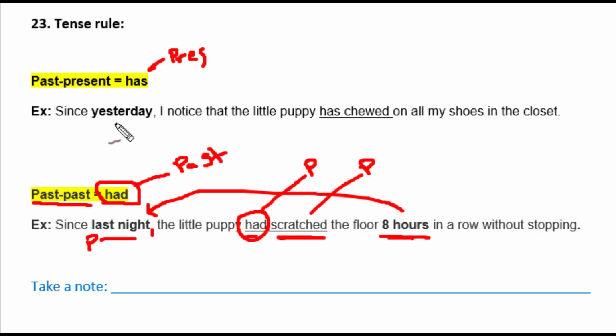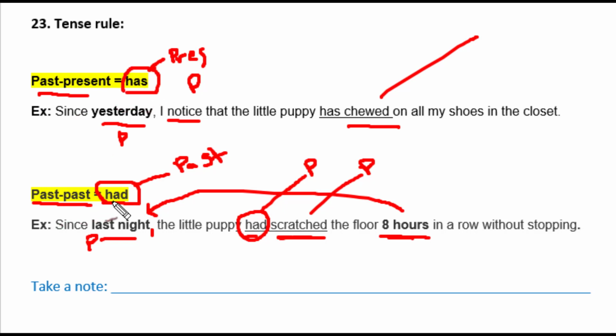Going back up here, you see yesterday is past and chewed is past, but here is present. So remember, simply write it down. Past going to present, you're going to use the word has, and past to past, you're going to use the word had. Kids, it's the tense rule.